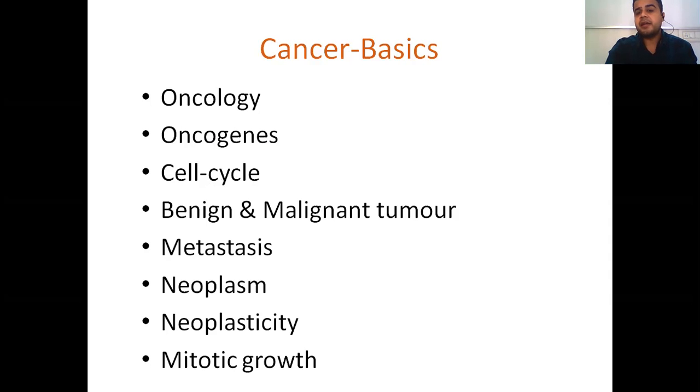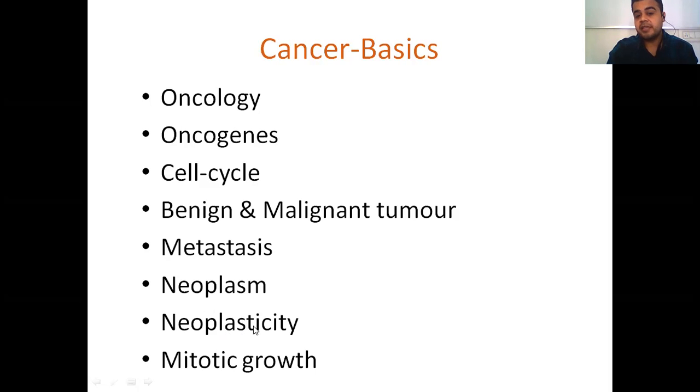Benign and malignant tumor, metastasis. Tumors are of two kinds. If it is localized, we call it benign. If it spreads, we call it malignant, which we'll cover in detail in the second part of this lecture. Metastasis is the spread of the cancer through different parts of the body from a particular site. If cancer spreads to many other organs, we say it has metastasized. Neoplasm: any cancerous tissue or group of cells, which are neoplastic cells, we call a neoplasm.